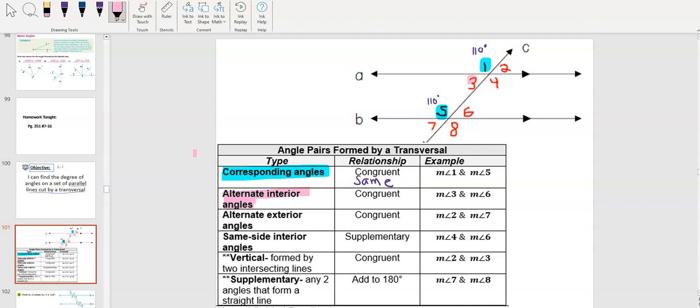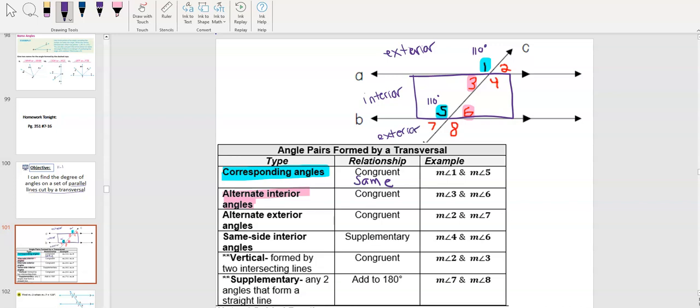Angle 3 and angle 6 are on opposite sides of my transversal, and they are inside my pair of parallel lines. They are interior. So this area that I just drew the rectangle around is interior. And then, of course, outside the parallel lines is exterior.